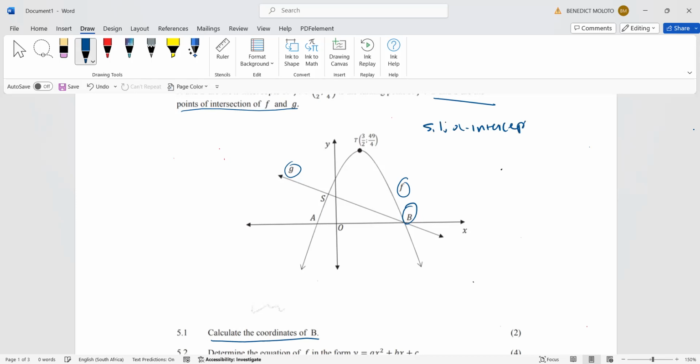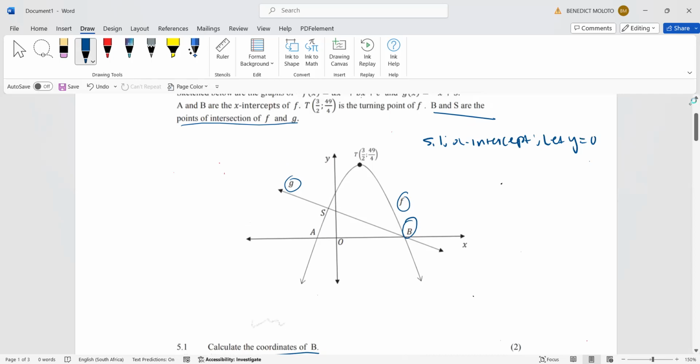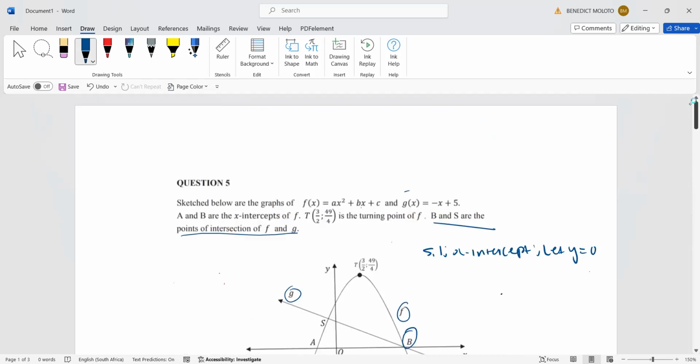Let y be equal to 0. We are going to use the formula of the straight line to determine our x-intercept, because I don't know information for the parabola. We use the straight line because this point is also the x-intercept of the straight line. As you can see, the straight line intersects the x-axis at B.